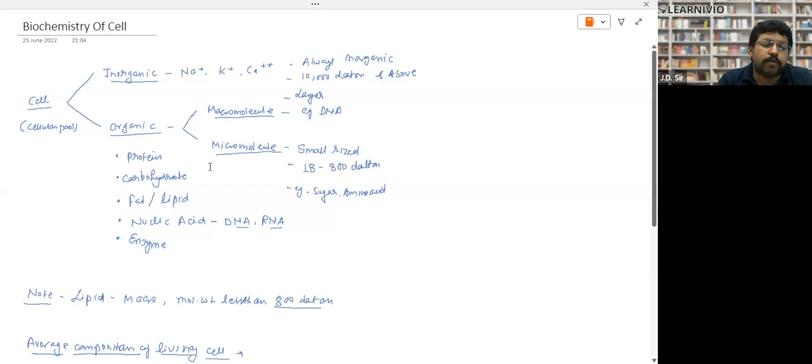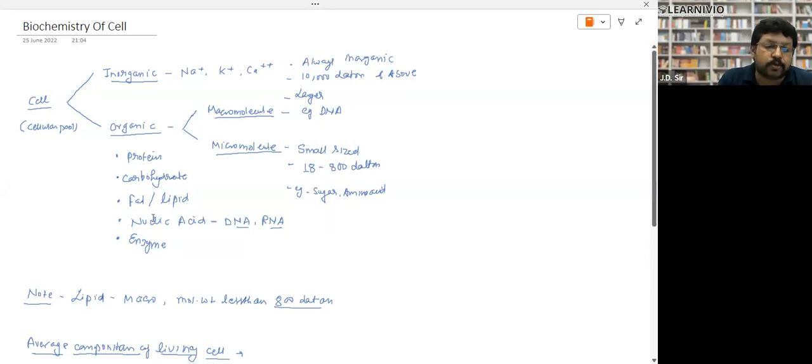So when we talk about organic molecules, what are the major organic molecules which are found in the cell, right? Protein, carbohydrate, fat, lipid. The full form of DNA is deoxyribonucleic acid and RNA is ribonucleic acid. At the end of both there is the suffix nucleic acid, so collectively we call them nucleic acid. When you get the term nucleic acid, it means we are talking about DNA and RNA collectively, right? And last but not the least, enzyme.